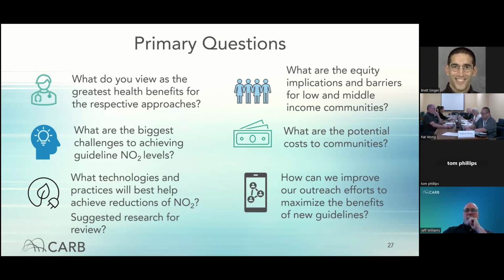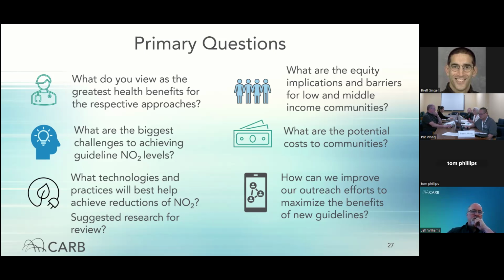And as we said, the main objective of this workshop is, of course, to share all the information that we have been evaluating, but to look specifically at the approaches that we might pursue in adopting updated indoor guidelines for California. So we have prepared some questions that would help us to get your feedback on the approaches, on the technical challenges that we might face, and the mix of technologies that are available to achieve the guidelines.